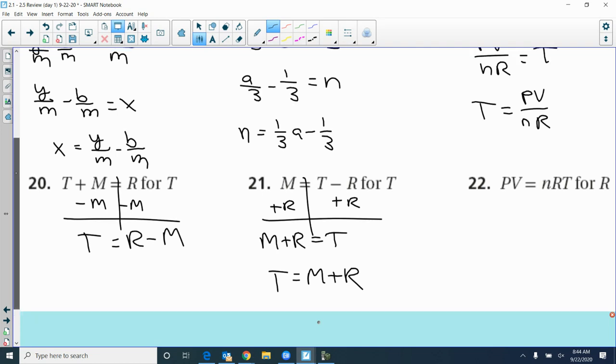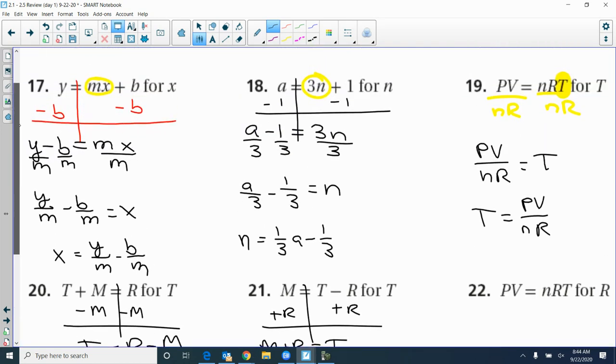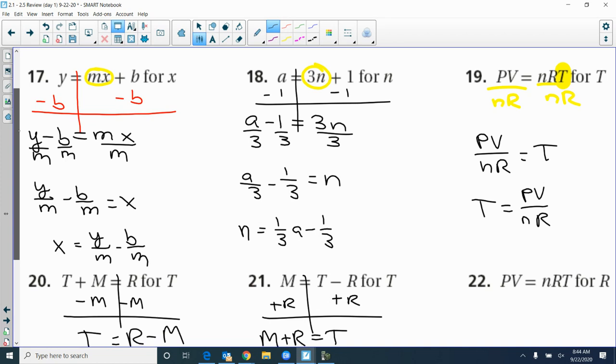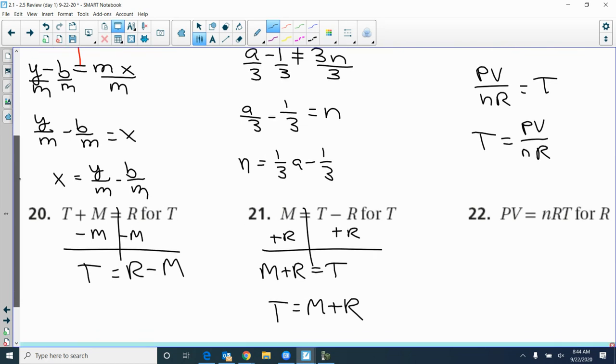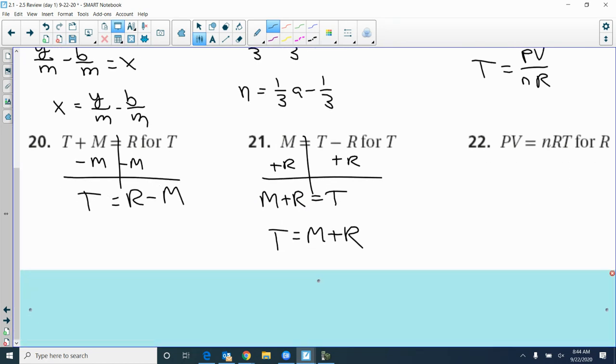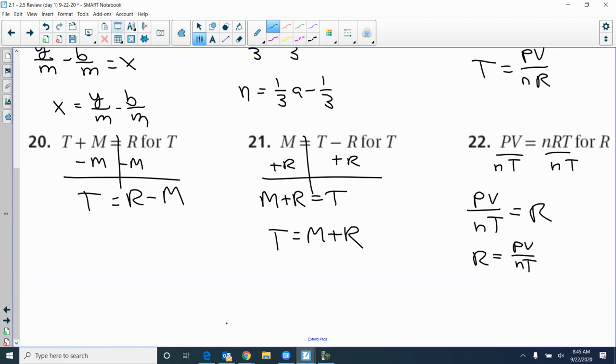All right, now 22 is almost the same as 19 right above it. You got the same initial starting point, except instead of solving for t, what are we solving for? We're solving for r. So Preston, what do you think? We divide by n and t. Good. Divide both of these by n and t. So PV divided by NT equals R, and I can flip it around. That'll be your answer.